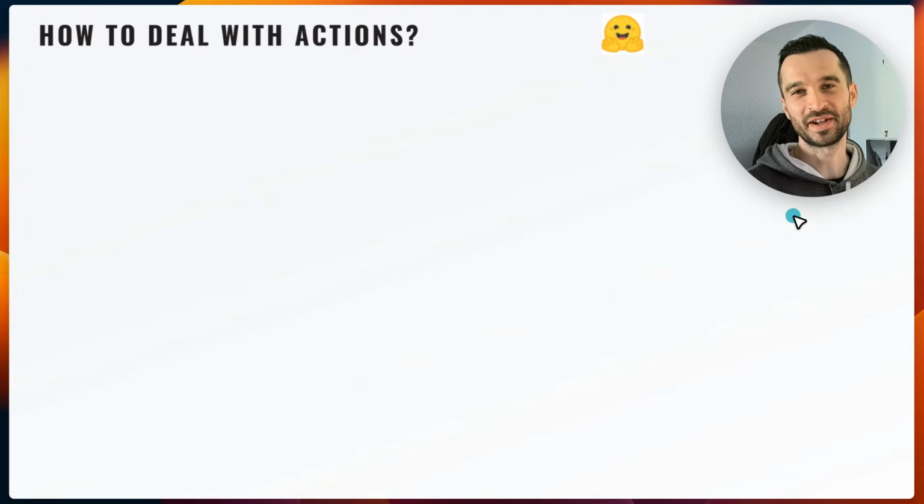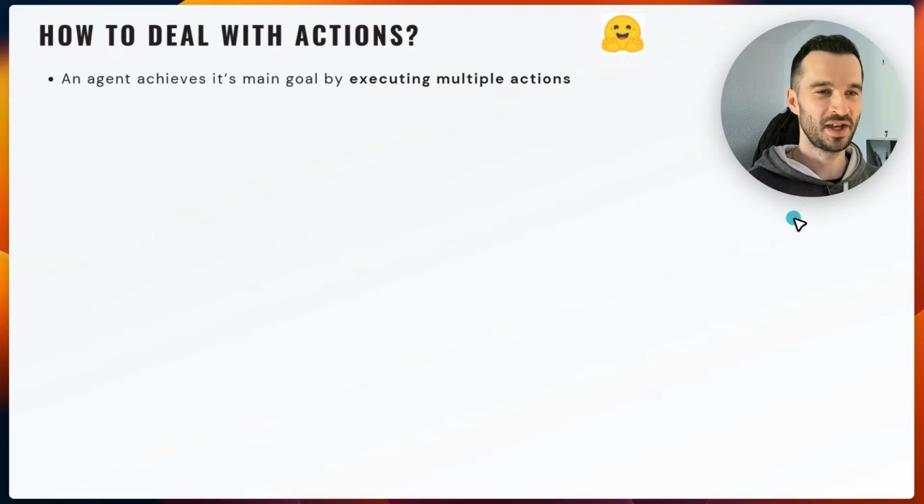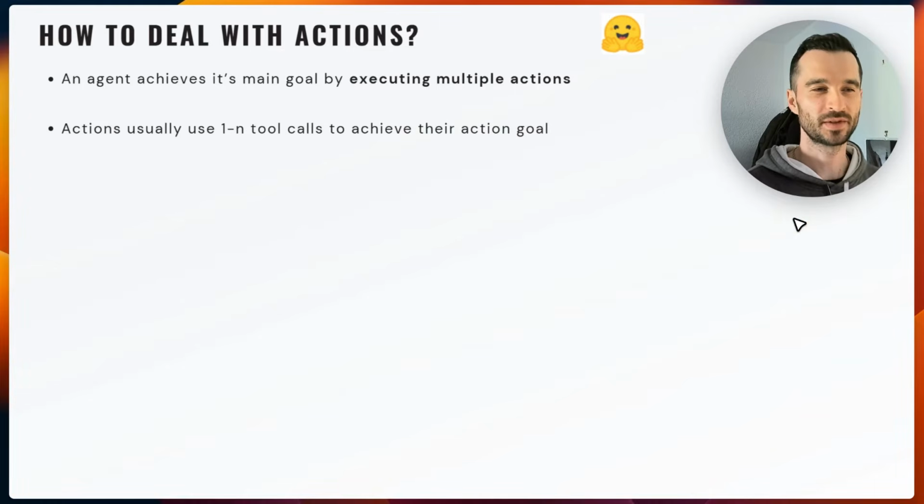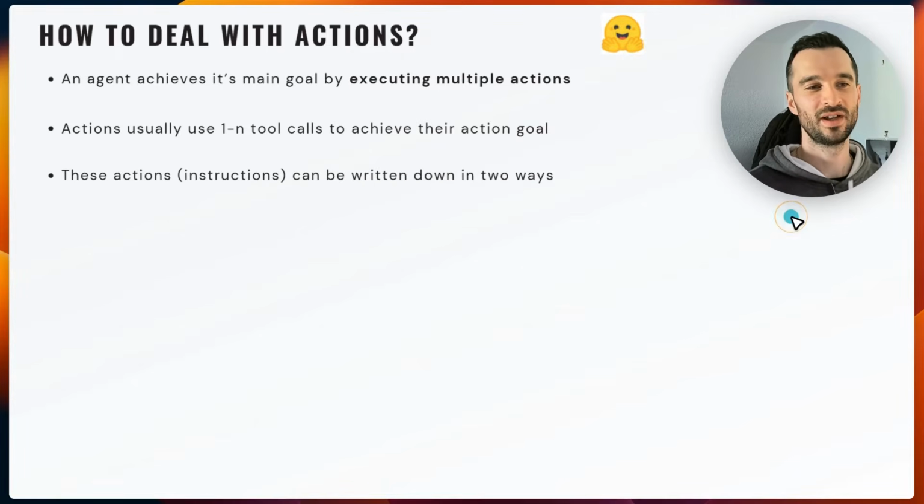So, how to deal with actions? Let's recap. An agent achieves its main goal by executing multiple actions. Actions usually use one or more tool calls to achieve the action goal. And these actions, also called instructions, can be written down in two ways.